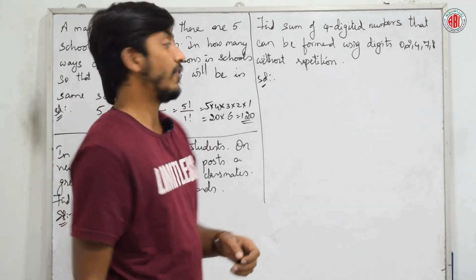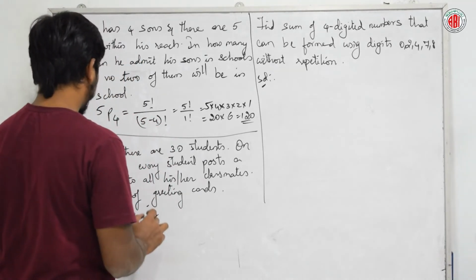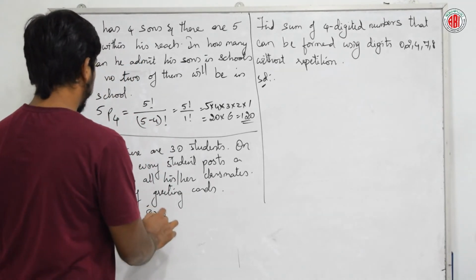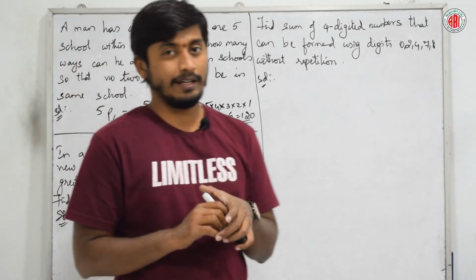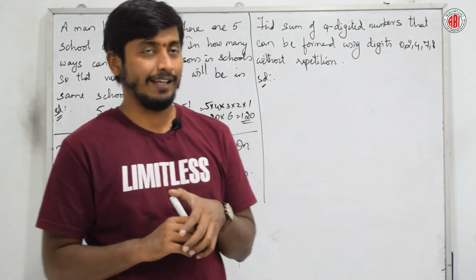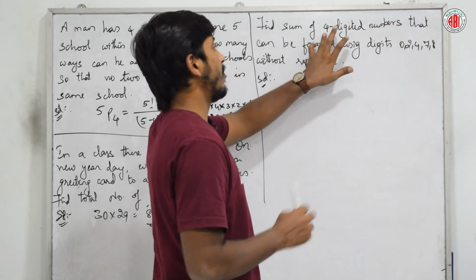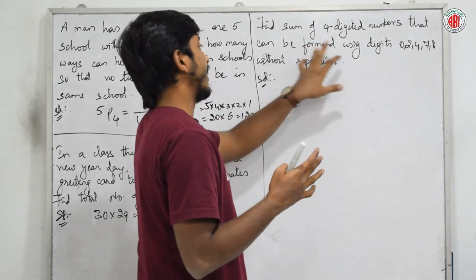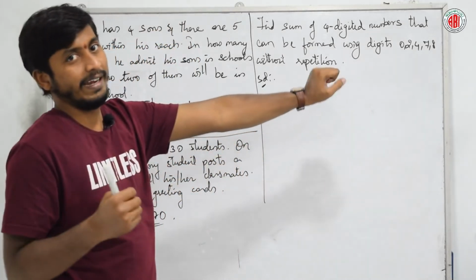What is the answer here? 9 3s are 27, 3 2s are 6, 7, 8, 870 is the answer. Hope you got that logic. Fine. Nice. Look at the next question. Find the sum of 4-digit numbers that can be formed using digits 0, 2, 4, 7, 8.